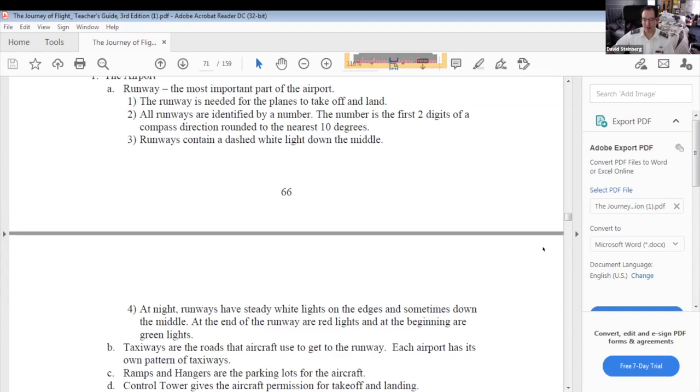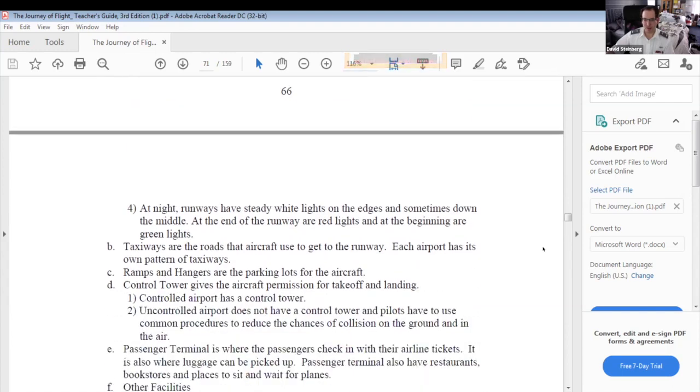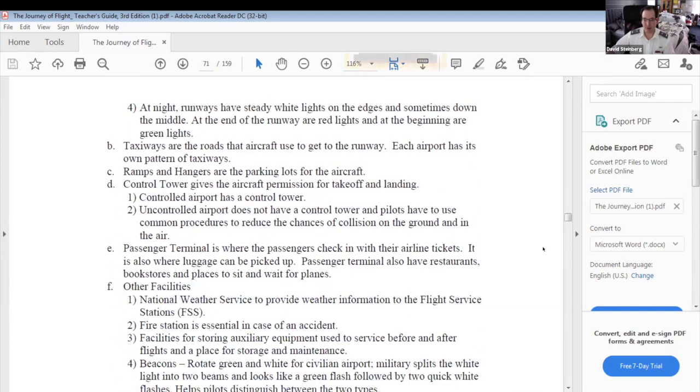Okay, taxiways. Taxiways are basically the roads that aircraft use to get to and from the runways. Each one usually has a letter or a combination of letters, possibly some numbers. Each airport is going to be different as far as their layout and their pattern. You'll also find ramps and hangars on the airport. That's where aircraft are parked in between flights.